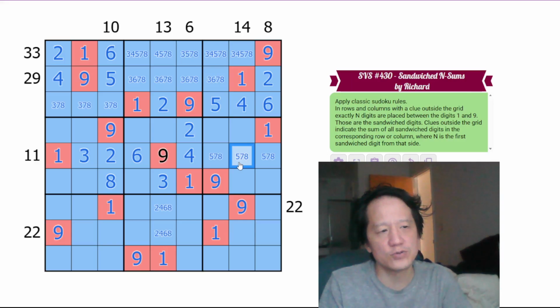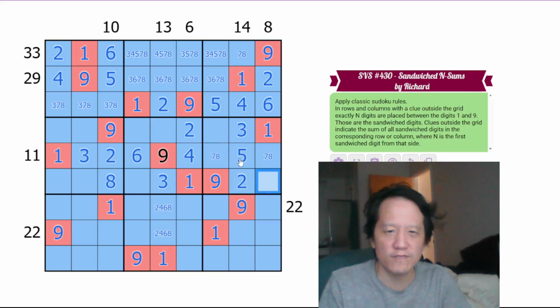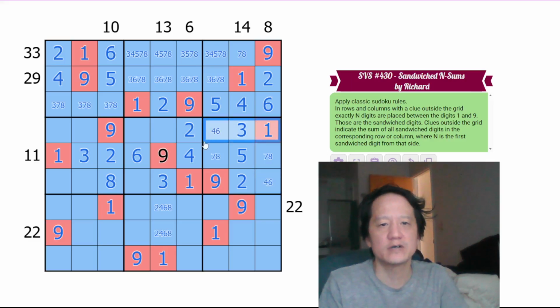We need 2, 3, 4, and 5. This is 5. This can't be 5 here or here. This can't be 3, 4, 5. This is 7 or 8 here. This cannot be 2. This is 3, which makes this 2. That leaves a 4 and a 6 left in box 6.